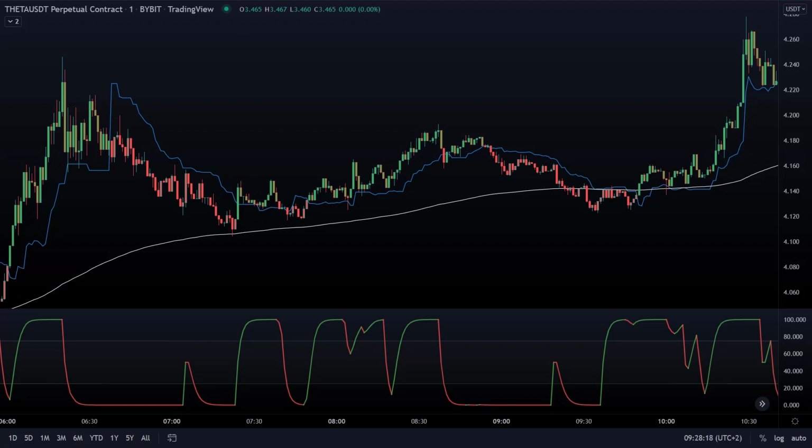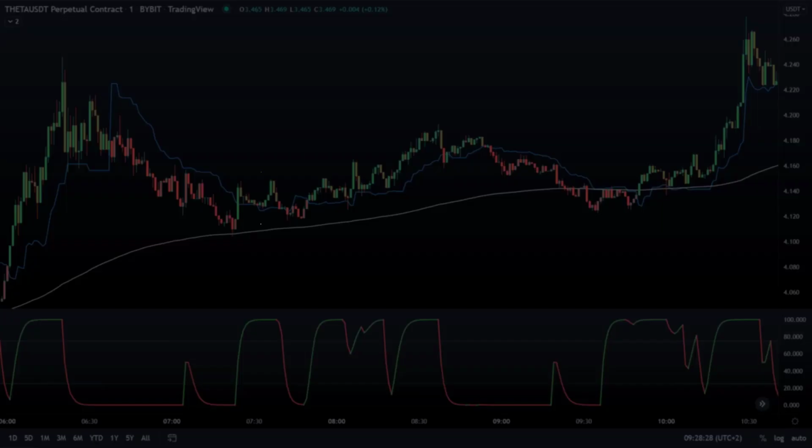The last rule is rule 4. In this rule we look at the STC indicator. This indicator should also turn green. As soon as it turns green we can open a buy position. So always wait for a green line on the STC indicator.